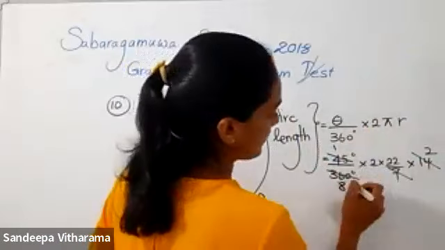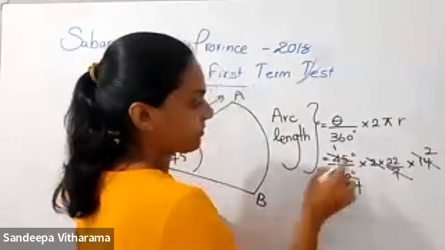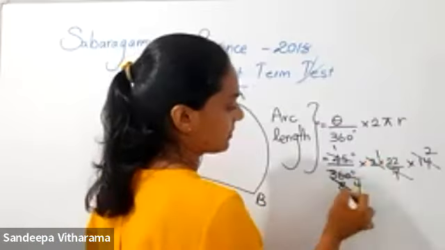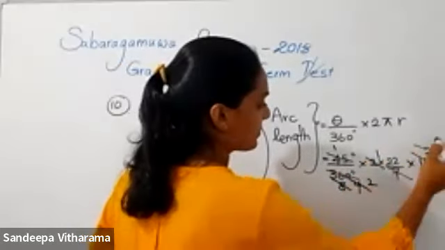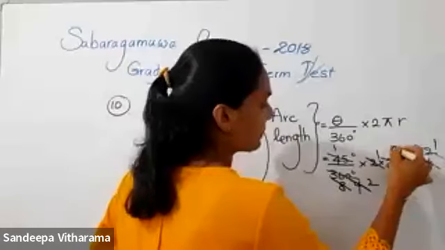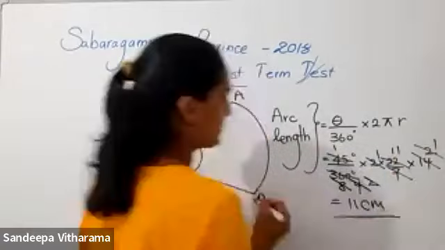Then here 2 divided by 8: 2 divided by 2 is 1, 8 divided by 2 is 4, 4 divided by 2 is 2. Then 22 divided by 2 is 11. The answer is 11 centimeters. Okay.